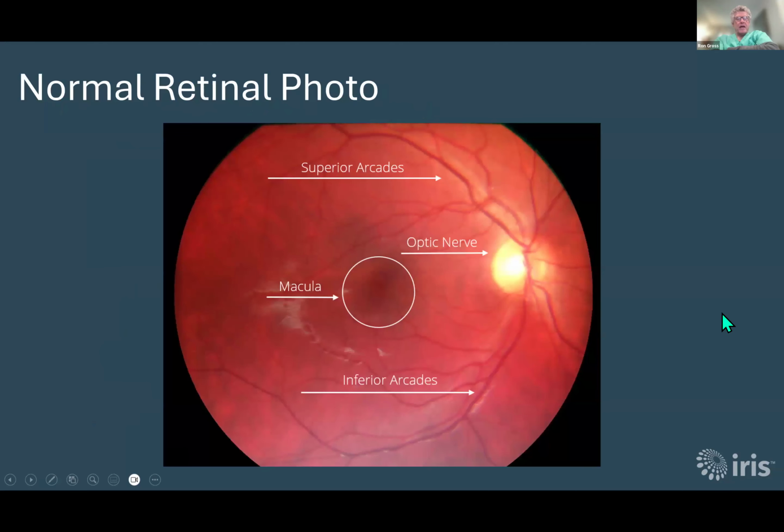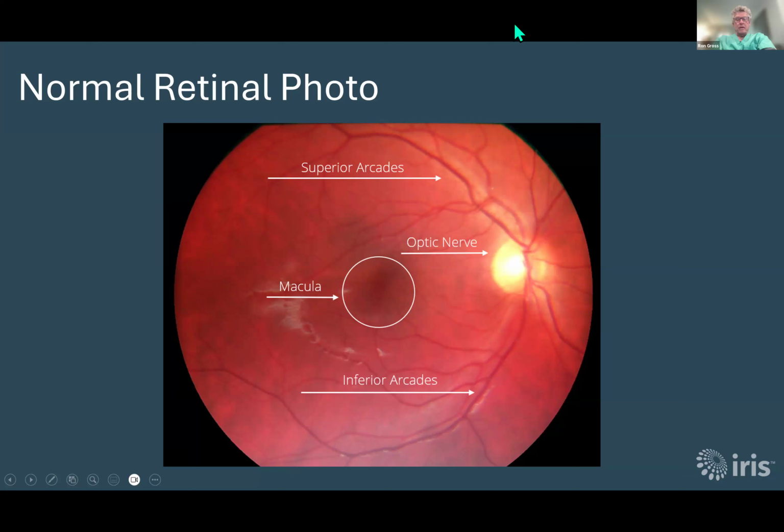Okay, so this is kind of what the typical picture that you all take, that you send to us, contains. And this is the fundus, which is the back part of the eye. There are several layers to the back of the eye, and we'll go through those as the pathology comes up. But on the picture, there's certain anatomy that we just need to identify.